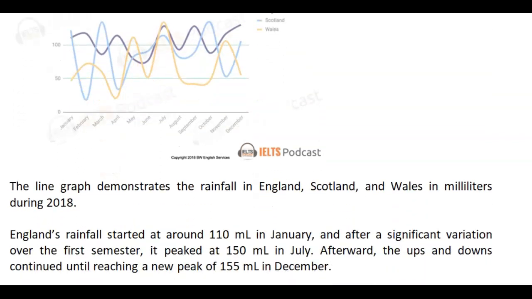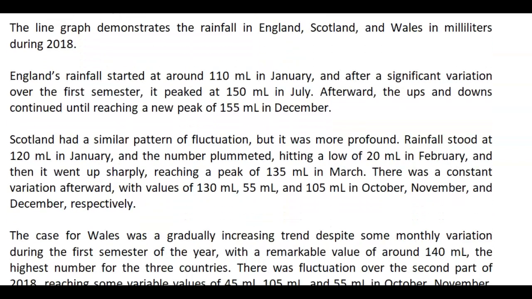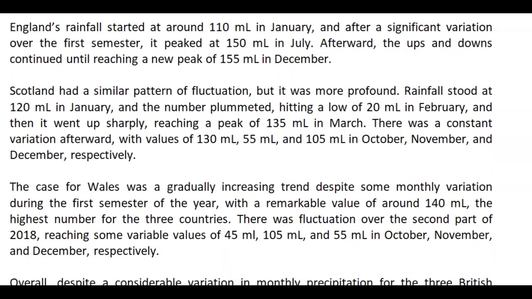All right, we've got the rainfall. This is a tricky one for a lot of students, so let's see what you did with it. The line graph demonstrates the rainfall in England, Scotland, and Wales in milliliters during 2018. England's rainfall started around 110 ml in January, and after a significant variation over the first semester, it peaked at 150. Afterward, the ups and downs continued until reaching a new peak of 155 in December.